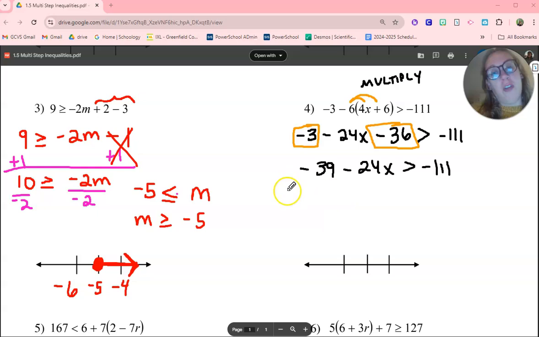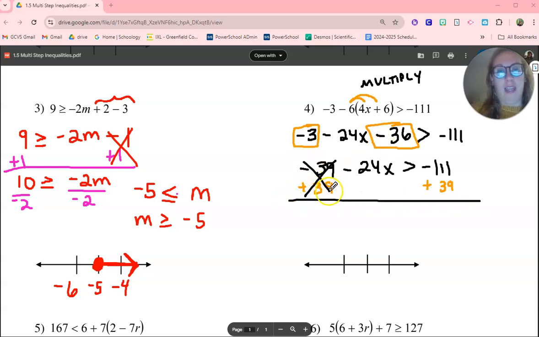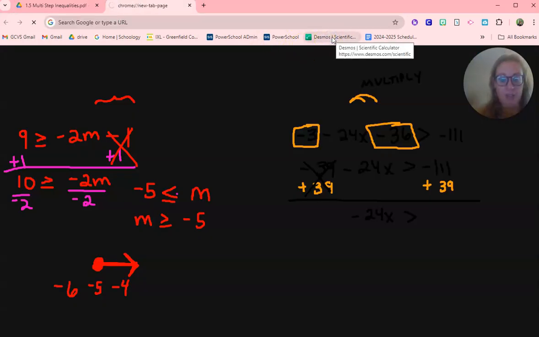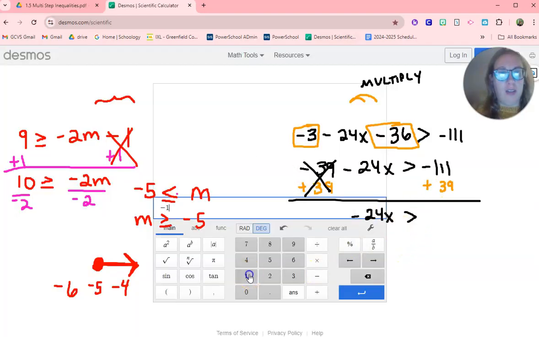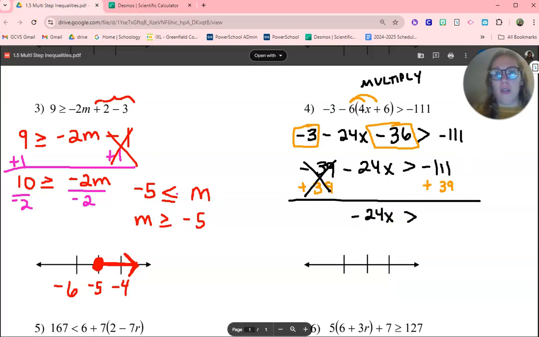To move this -39 to the other side, we are going to add 39. That cancels out, and we have -24x is greater than, I don't know what this is, so I'm going to open up my calculator, as I encourage you to as well. So we have -111 plus 39. It gets us -72. Oops, yeah, 72. And then our final step, of course, dividing by that -24 to get x completely alone.